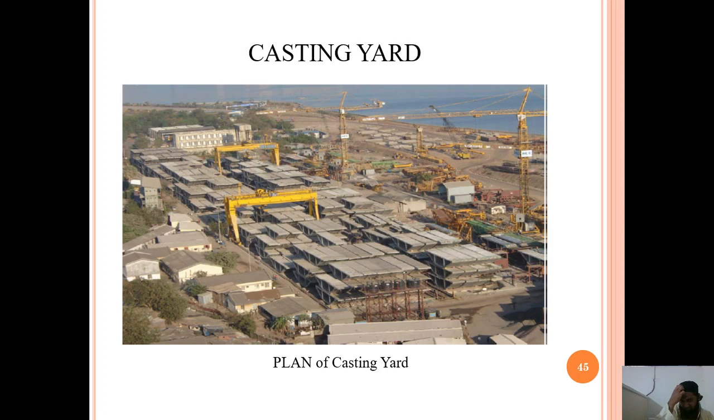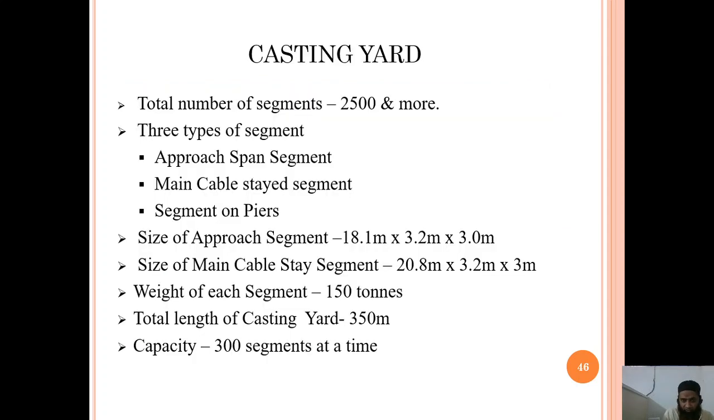So let us see this. You can see that the casting yard is close to the site. From here, these segments are transported and fixed one by one. The total number of segments is around 2500 and more. There are three types of segments: approach span segment, main cable stayed segment, and segment on piers. So these three types of segments have to be erected one after the other.